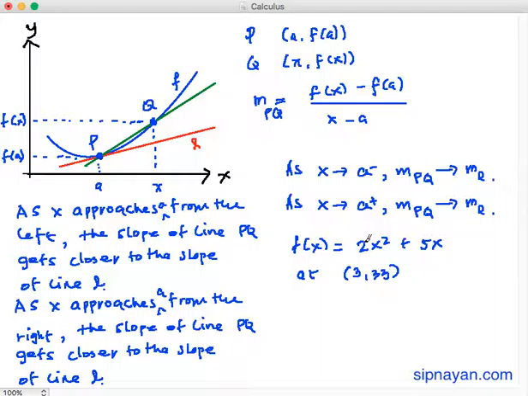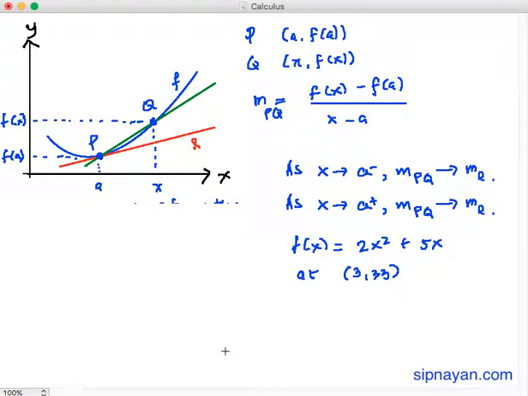Ito yung ating function, no? So, ganun din. Substitute lang natin. We have the slope is equal to f of x minus f of a over x minus a, no?